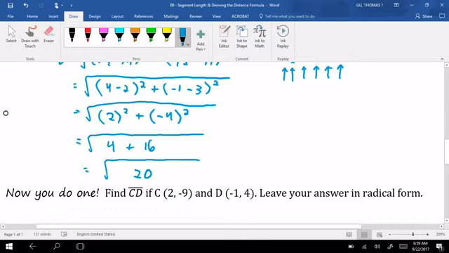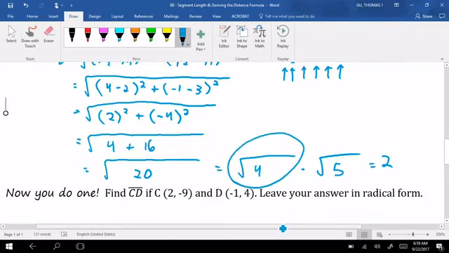And what is the square root of 20? It's also the square root of 4 times the square root of 5. Now 5 doesn't have a perfect square, but what about 4? Which number multiplied by itself equals 4? That would be 2. So we can just change this square root of 4 into a 2 and then leave the radical 5 over there. And that is our answer. Our distance, D, equals 2 radical 5.